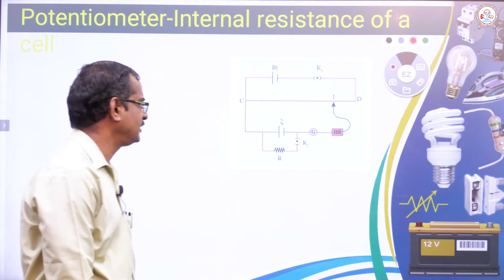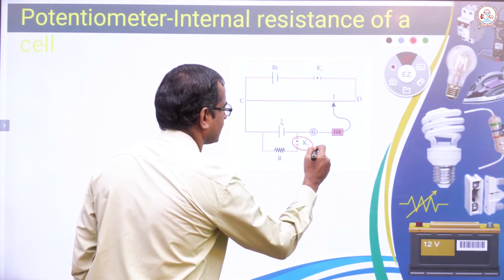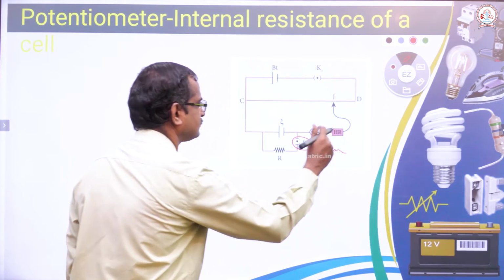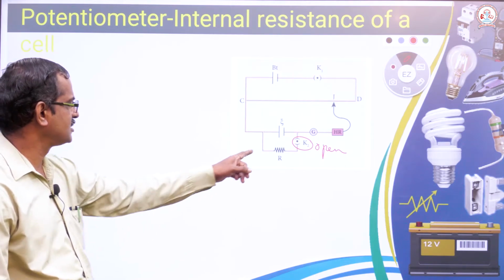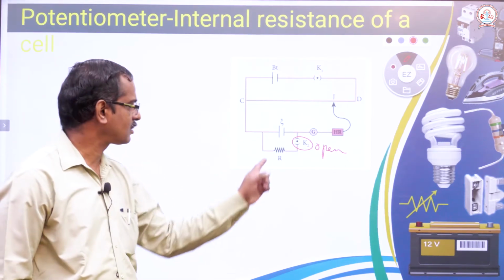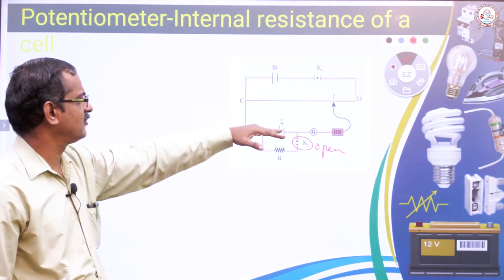For that, first the key 2 will be open. Okay, no current is flowing through the resistor R. Now current will be flowing through the potentiometer.